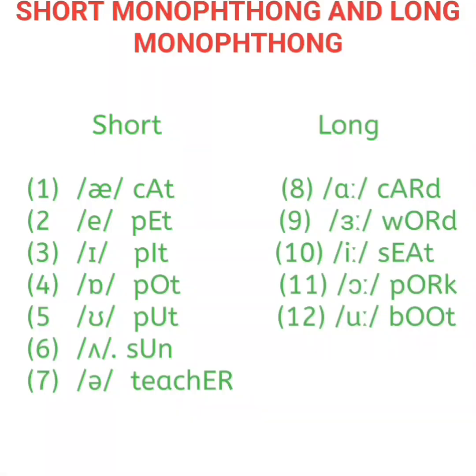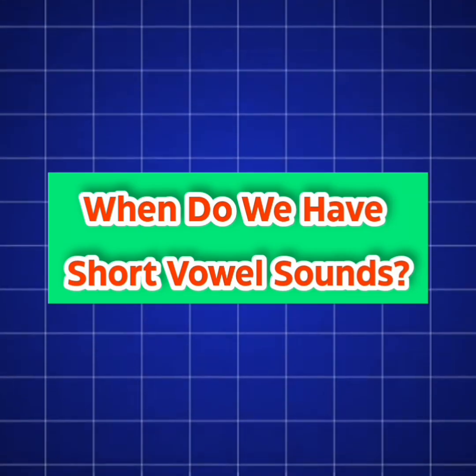So for instance, we said a as we have it in cat, e as in pet, i as in pit, o as in pot, u as in put, the short u sound as in son, and the schwa sound as in teacher. Number 8, the longer versions of them: card, word, seat, pork, boot. Let us now start taking them one after the other.